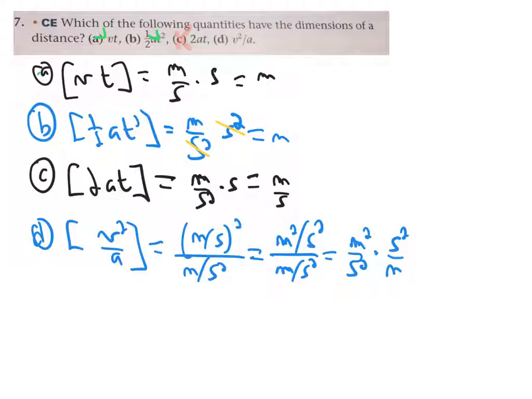And here, some complicated stuff goes on. We get seconds squared canceling seconds squared, and we get meters canceling one of those meters, so we wrap up, all said and done, at meters, which is a unit of distance, and so this one works as well. So the only one that didn't work was C.